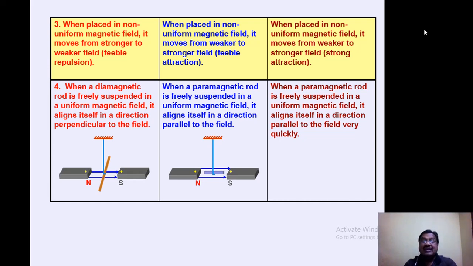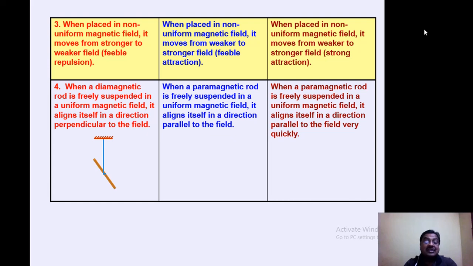But you see here attraction is feeble for paramagnetic substances. In the third case it is not a paramagnetic rod, it is a ferromagnetic rod. When a ferromagnetic rod is freely suspended in a uniform magnetic field, it aligns itself in a direction parallel to the field. Again I go back to show this figure. You mark, this is a diamagnetic substance placed in a uniform field. It gets rotated and comes to rest perpendicular to the field.